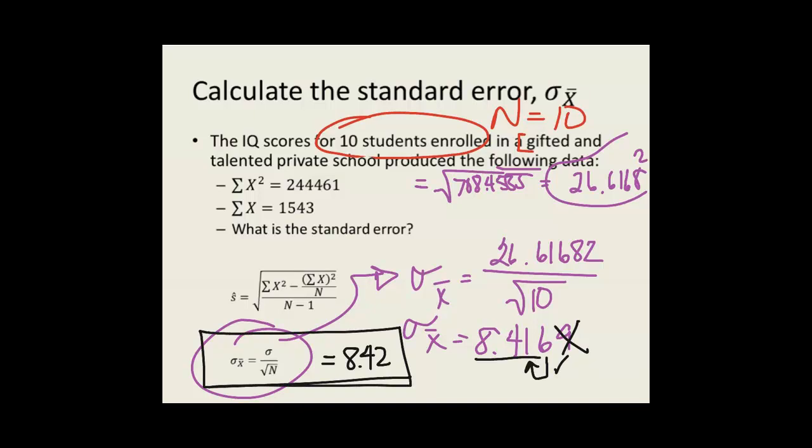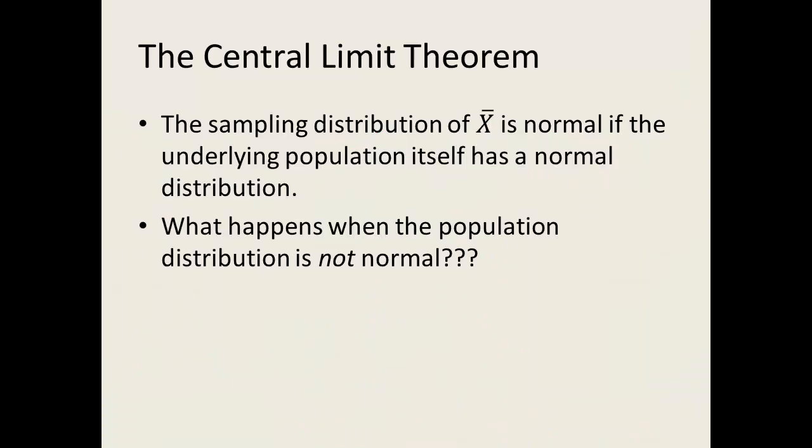And that agrees with the idea that the standard deviation of just the population was 15. Because we're dealing with a sample and sample means, it should go down, and it did go down all the way to 8.42. Regardless of the scores that they had, it was going to go down. The sampling distribution of x bar is normal if the underlying population itself has a normal distribution.